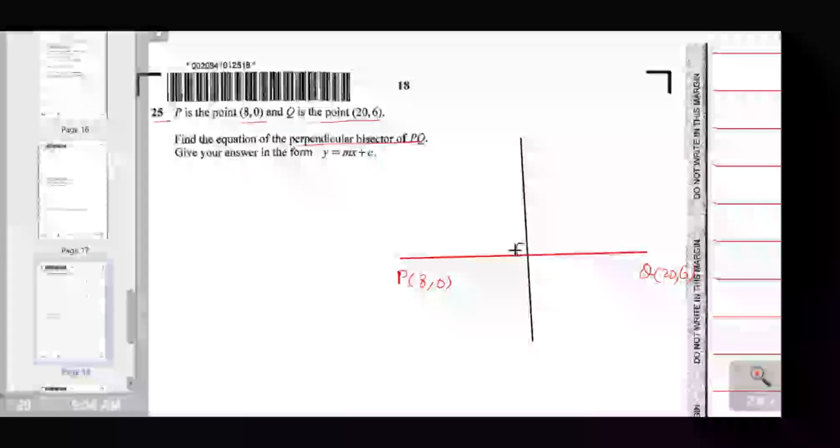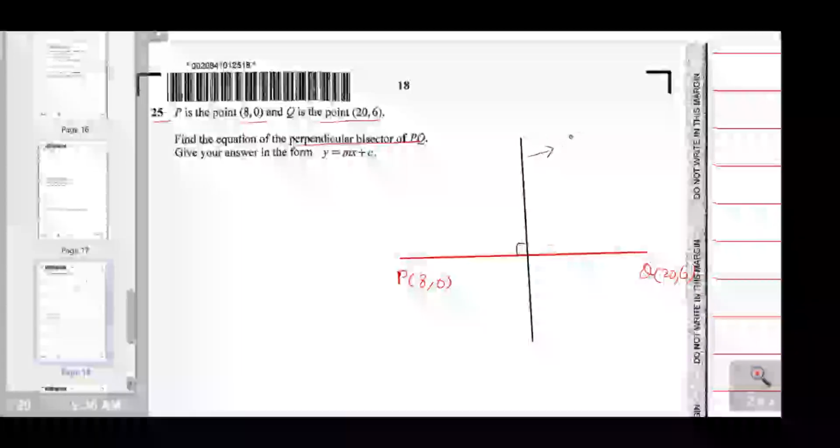And the next question of this paper, question number 25. P is the point (8, 0), Q is the point (20, 6). Find the equation of the perpendicular bisector of PQ. Look here, this is the line having endpoints P and Q. Having endpoints P is (8, 0) and Q is (20, 6). We have to calculate the equation of the perpendicular bisector of PQ. Suppose this line is the perpendicular bisector. We have to calculate this equation, and this equation is y equal to mx plus c.